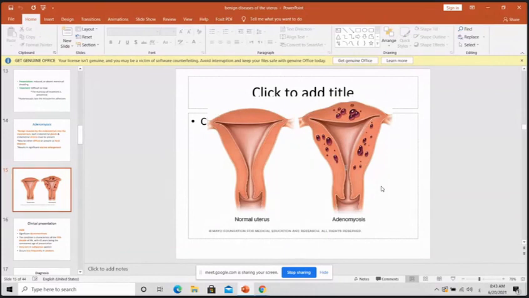And as you see in this picture, adenomyosis leads to significant uterine enlargement. You see the uterus with adenomyosis is larger than a normal healthy uterus. This can be single, meaning there are focal adenomyotic deposits, but it is more frequently diffuse. Okay?